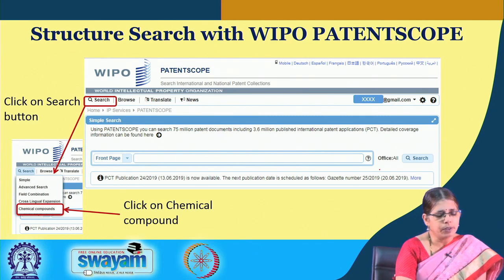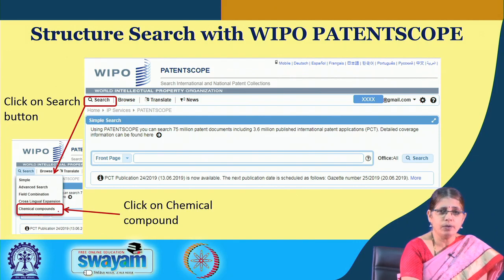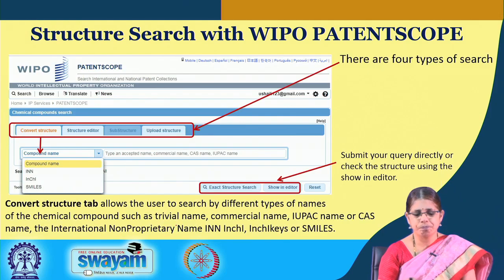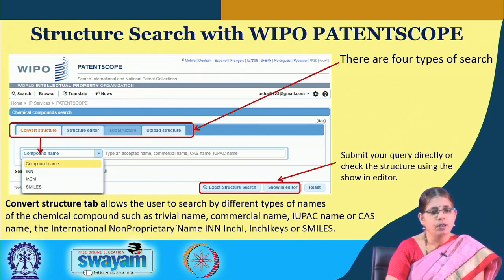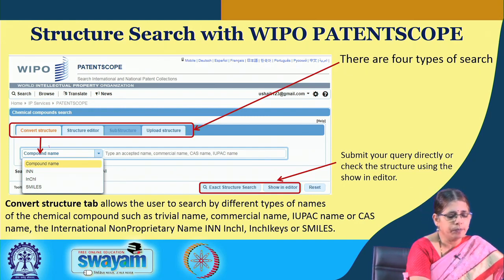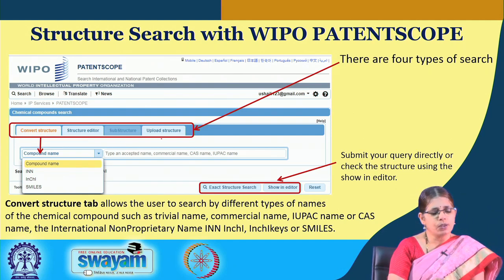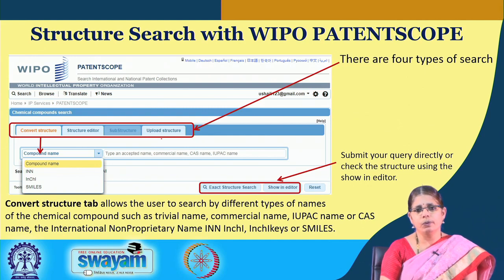So, how do you go about with that? You click on the search button and then you find here an additional category called chemical compounds. So, this is the place where you should look for a structure search. What is the dimension of the entire structure search? This can be envisaged here. So, one is converting structure, structure editor, substructure and upload structure. So, there are various ways of looking at structure search.